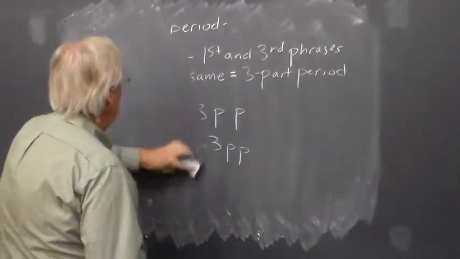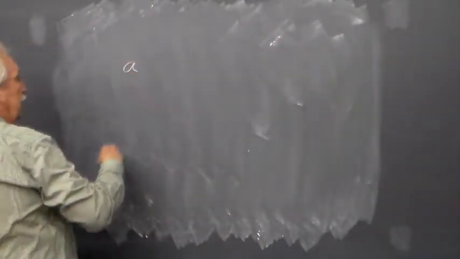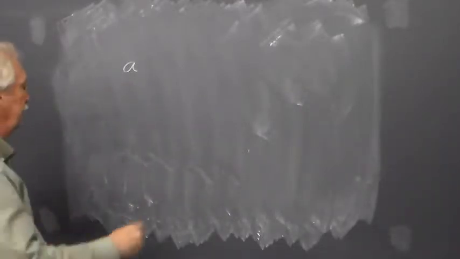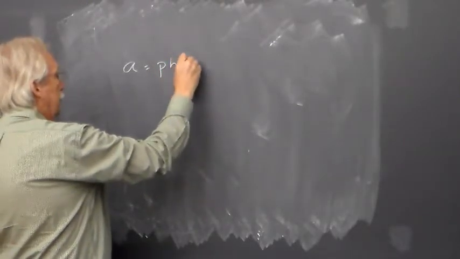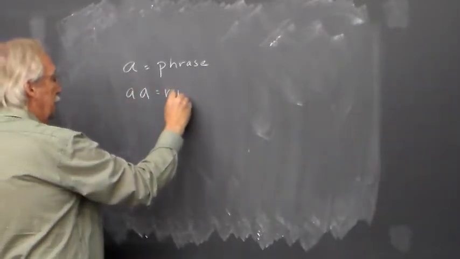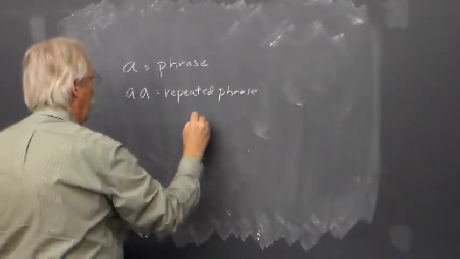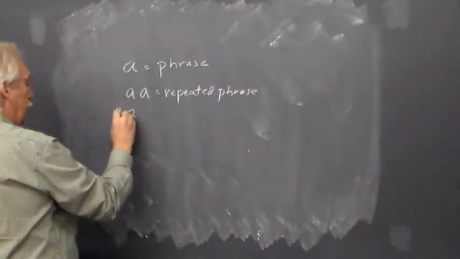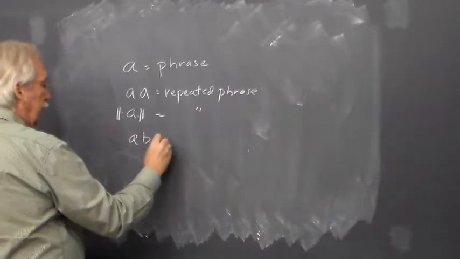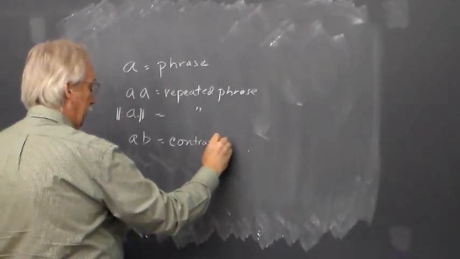So let's go through a few more of these examples here that I'll give you. So I'll give you something like this. If I said describe the phrase construction, and I just gave you the letter A, you would say that is a phrase. And if I gave you A, you'd say that's a repeated phrase. Or I could give it this way. That would be the same. If I gave you AB, you would say that is a contrasting period.